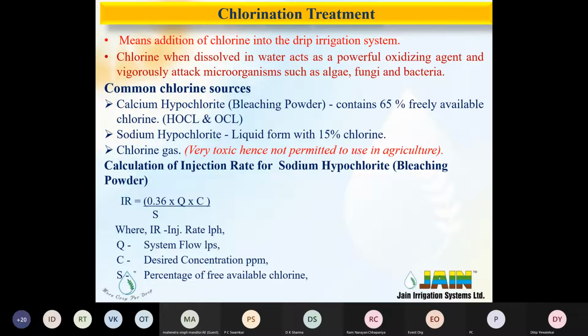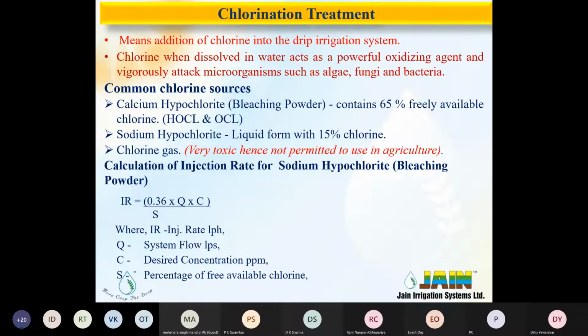Sodium hypochlorite, you are aware, became familiar to people in the Corona period. It is available in the medical store, so you can just purchase it. This is also useful. Then chlorine gas: we don't recommend chlorine gas because it is very toxic and harmful for humans. So we don't recommend chlorine gas, but bleaching powder and sodium hypochlorite are recommended.